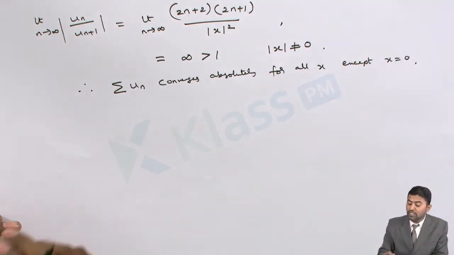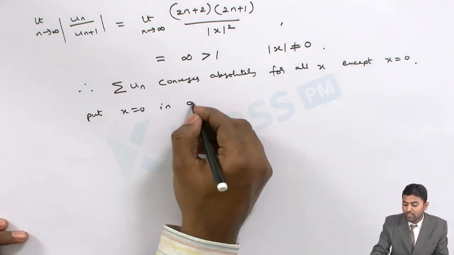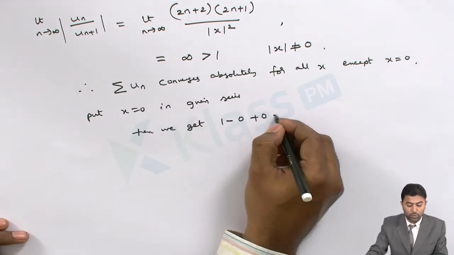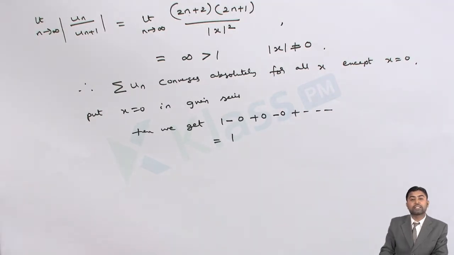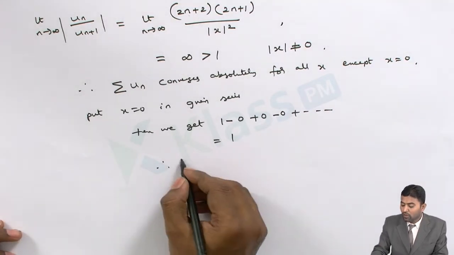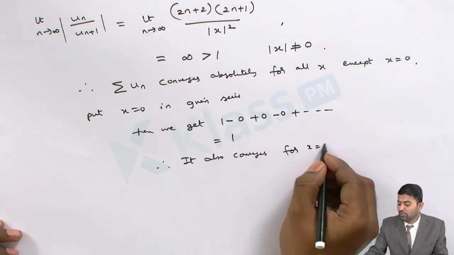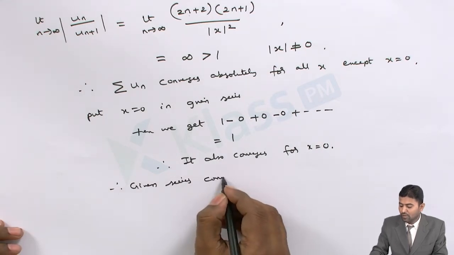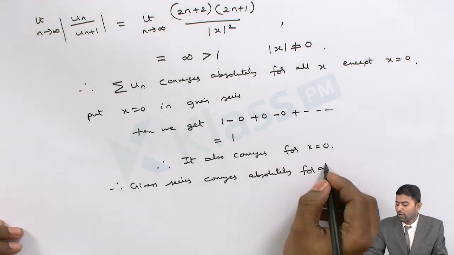But what happens at x is equal to 0, we need to find out. So put x is equal to 0 in the given series. Then we get 1 minus 0 plus 0 minus 0 plus and so on, which is equal to 1. See that I am getting the sum of the given series as a finite value 1. So therefore it also converges for x is equal to 0. So therefore, the given series converges absolutely for all x.